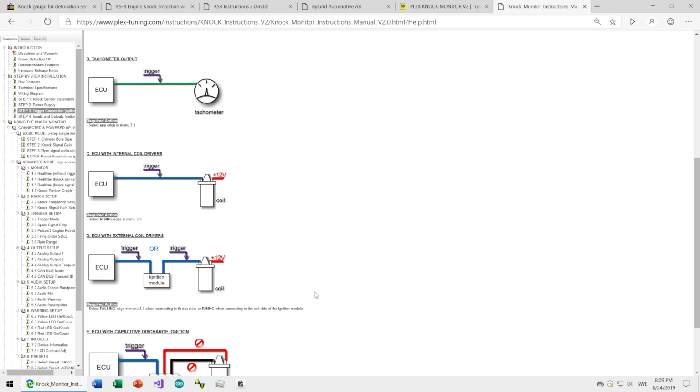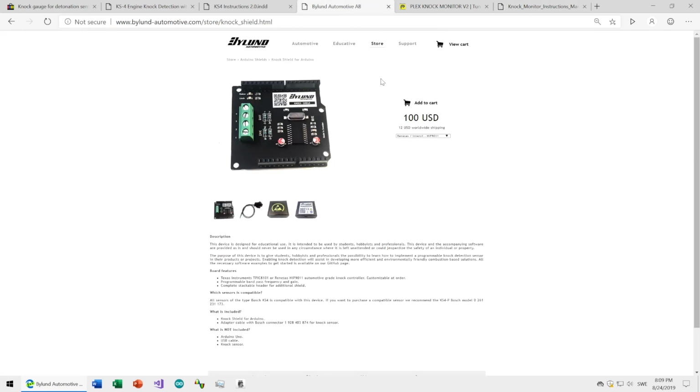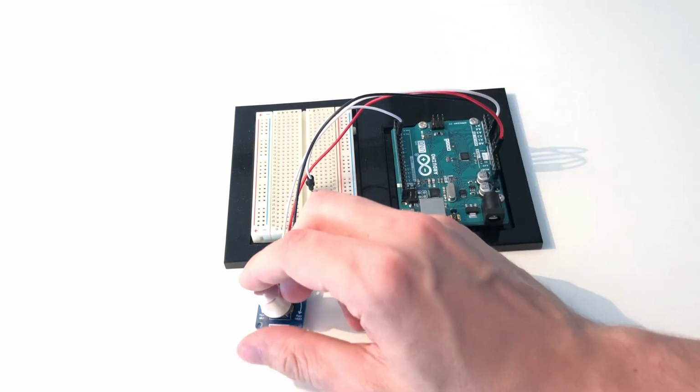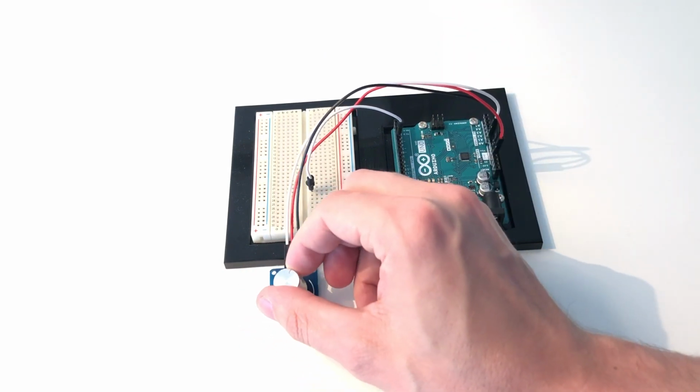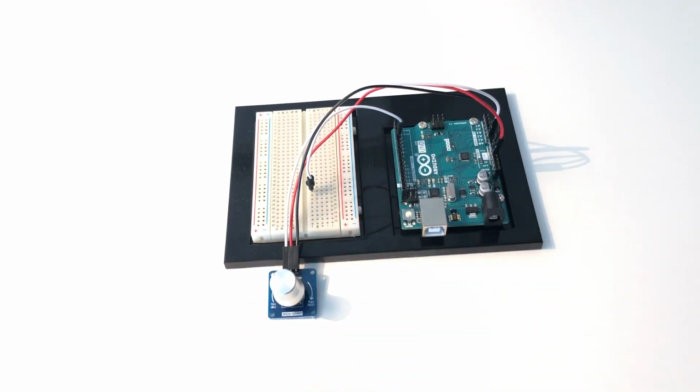Now let's see what we need to do to the NOx shield for Arduino to give it an external trigger input like the NOx monitor from Plex Tuning. This is a simple Arduino tach signal generator. The potentiometer changes the speed accordingly.